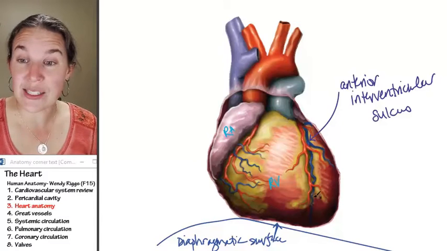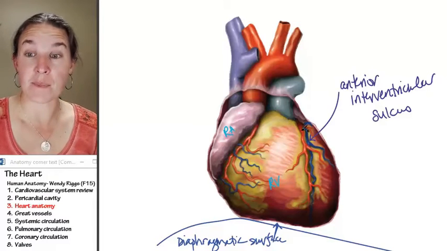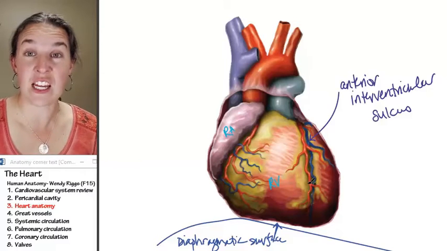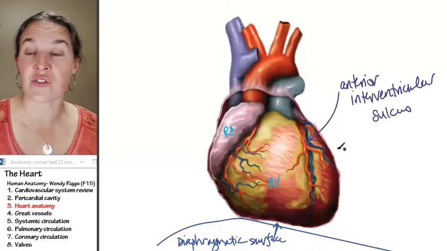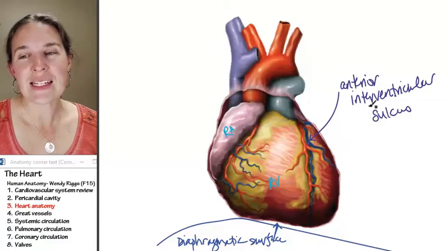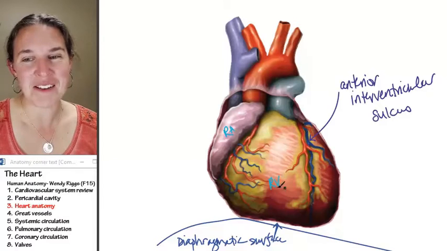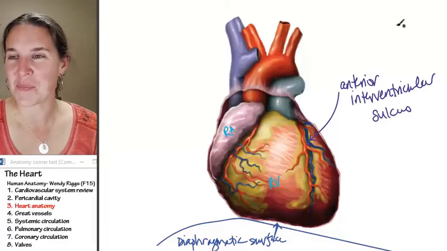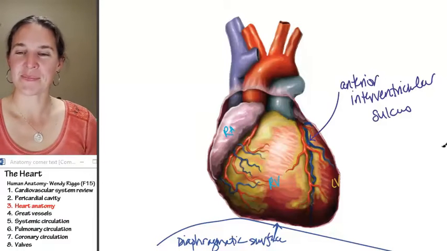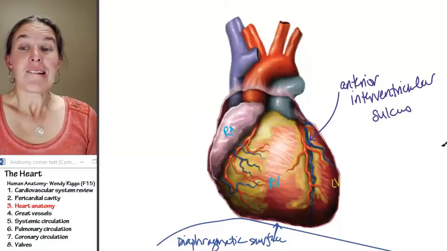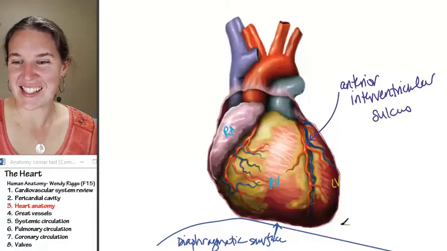And look who's living inside of that dip. We actually have some blood vessels that are feeding and draining the heart, and we're going to talk about those guys down here when we talk about coronary circulation. The anterior interventricular sulcus separates the right ventricle and the left ventricle. So over here, this is left ventricle. The apex of the heart is the point.